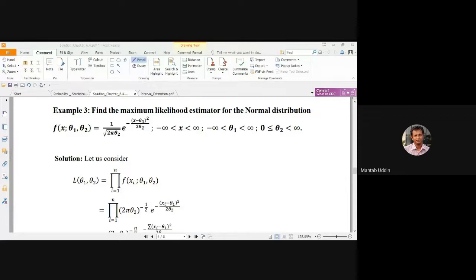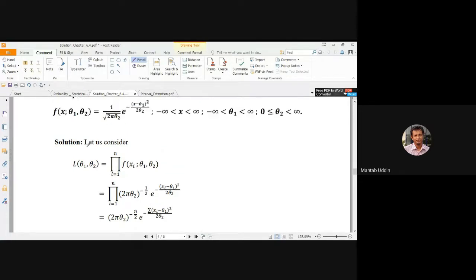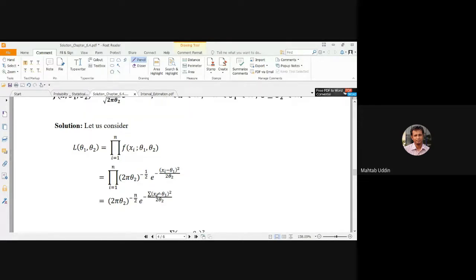If we construct a likelihood function, we find here two variables, L of theta 1, theta 2. So this is a product. You can see this is 1 by 2 pi theta 2 to the negative power minus half. And this is sum of xi minus theta 1 whole square by 2 theta 2. Now, since minus half, if you take minus half n.